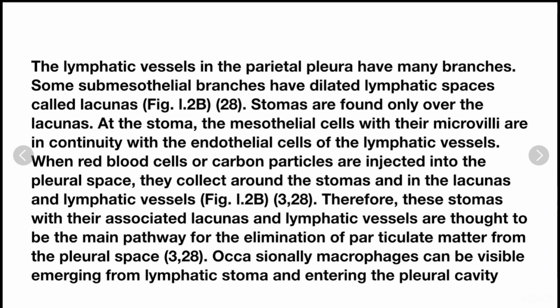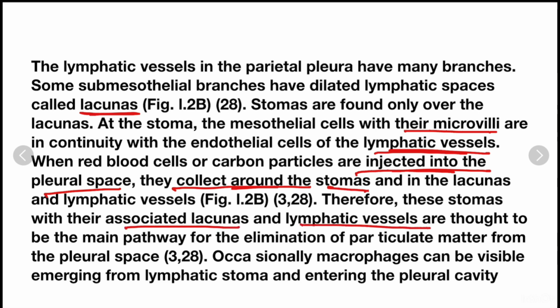The lymphatic vessels in the parietal pleura have many branches. Some submesothelial branches have dilated lymphatic spaces called lacunae. Stomata are found only over the lacunae. At the stoma, the mesothelial cells with their microvilli are in continuity with the endothelial cells of the lymphatic vessels. When RBCs and carbon particles are injected into the pleural space, they collect around the stomata, the lacunae and the lymphatic vessels. Therefore, these stomata with their associated lacunae and lymphatic vessels are thought to be the main pathway of elimination of particulate matter from the pleural space.